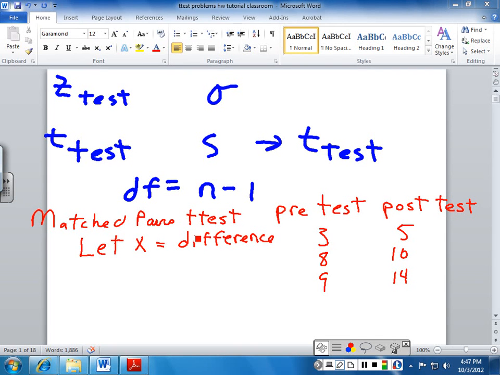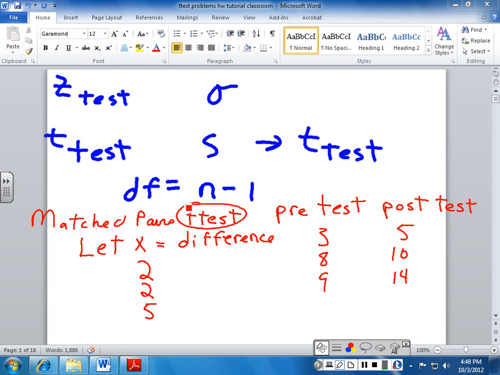So for example, in this one, if we do post-test minus pre-test, x will be 2, that's just 5 minus 3, then 2, that's 10 minus 8, and 5, 14 minus 9. Then what we'll do is compute the mean and the sample standard deviation of these numbers and do a t-test. So that's really the overview of the material for this week. We're doing the tutorial problems just to work through details on it.